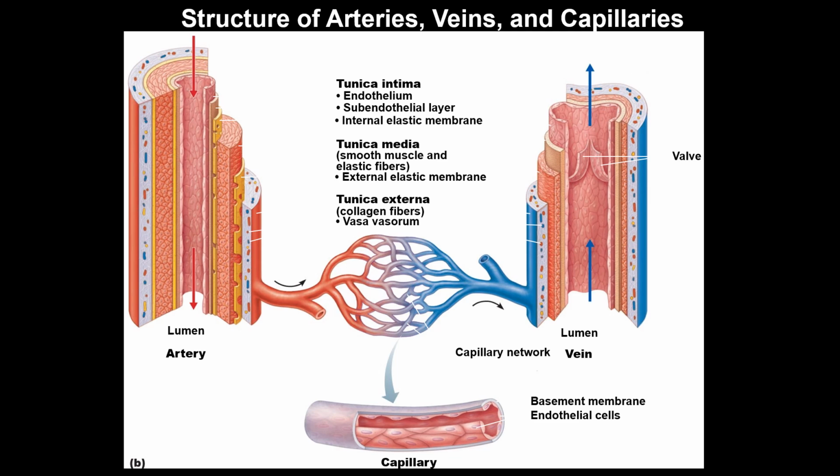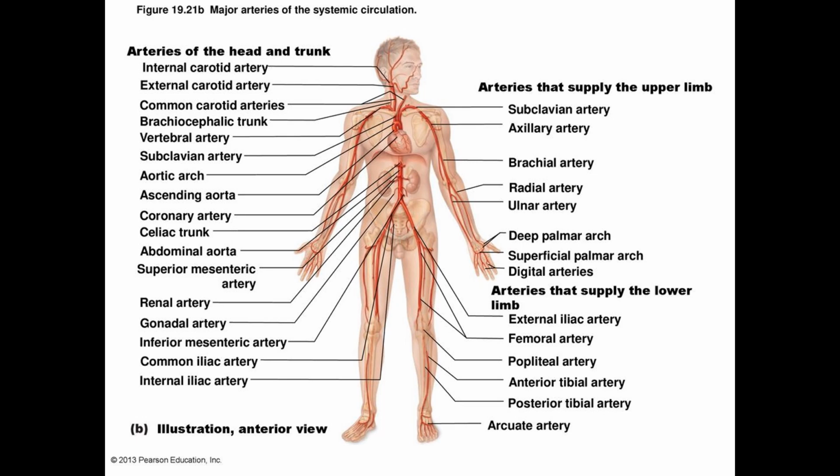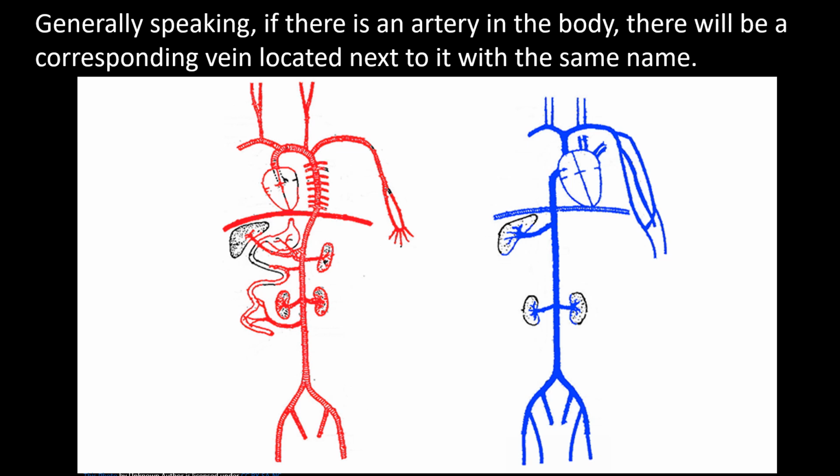Once again, there are 3 types of blood vessels: arteries, veins, and capillaries. We're done with arteries. That was 2 labs ago. Now, generally speaking, if there is an artery in the body, there will be a corresponding vein located next to it with the same name. So if there was a renal artery 2 labs ago, there's a renal vein. If there is a subclavian artery, there's a subclavian vein. If there's a femoral artery, there's a femoral vein.